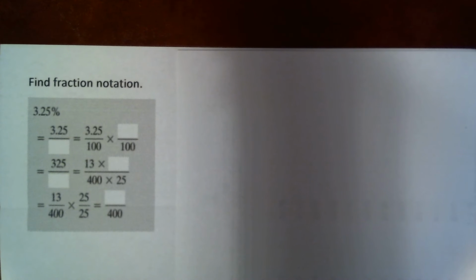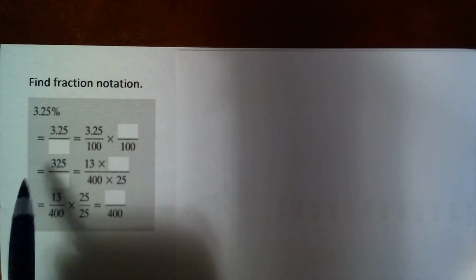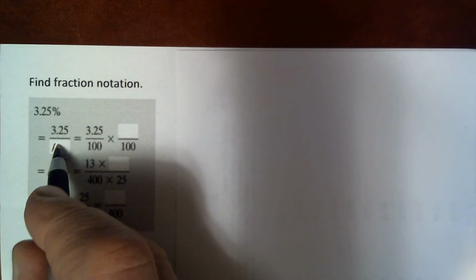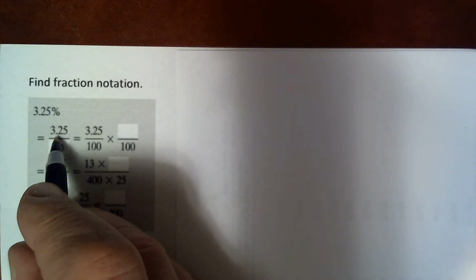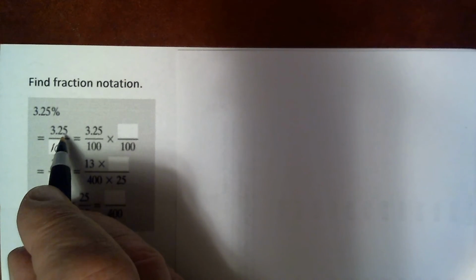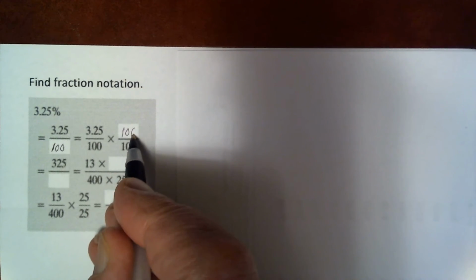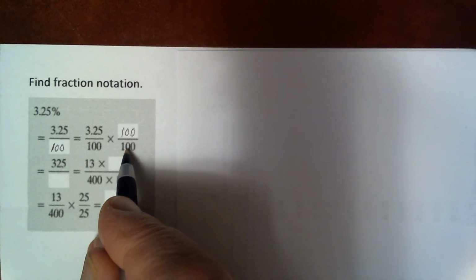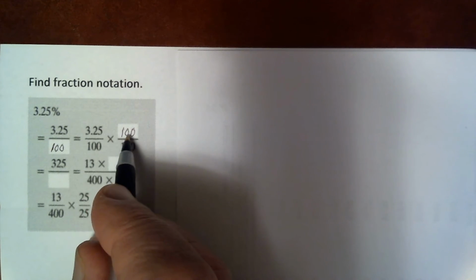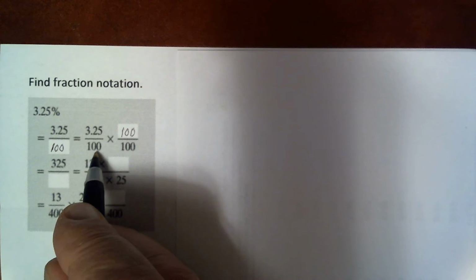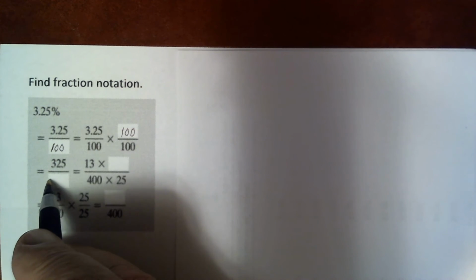So let's apply this method to this example here, 3.25%. Again, by definition, 3.25% means 3.25 divided by 100. To get rid of the decimal in the numerator, we multiply by 100. And that, of course, means we need to multiply the denominator by 100. Then 100 times 3.25 is 325, and 100 times 100 is 10,000.